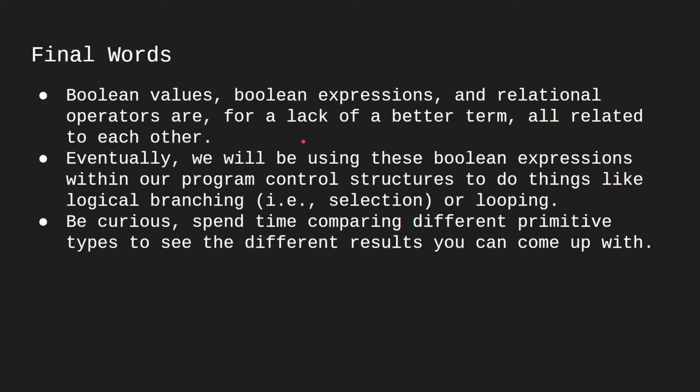So, final words for Booleans. Booleans allow us to, and we'll see the power of this inside of control structures, really, it's just going to be us evaluating expressions that are true or false that allow us to enter a particular if statement or continue a looping statement. So be curious, spend some time comparing different primitive types to see if they have different results. Just play around with this stuff. We can enter into a coding session and do that as well.